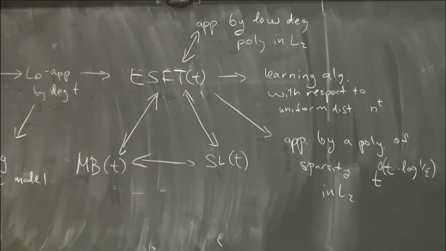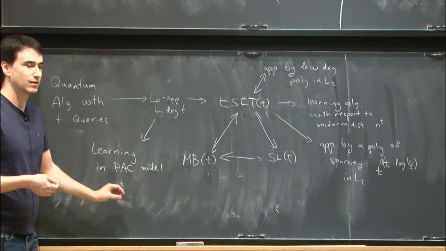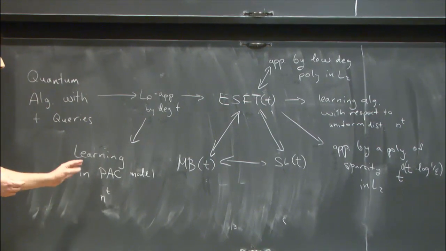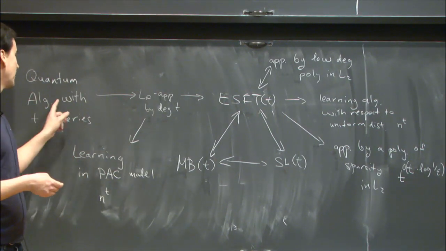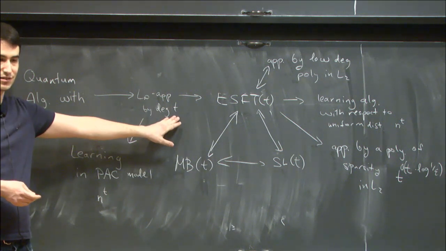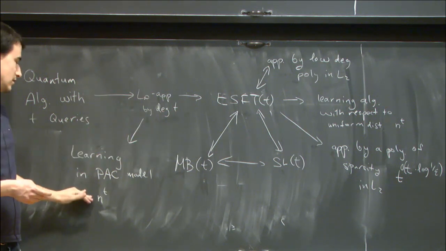Yes. It's hard for me to believe you can learn anything under an arbitrary distribution. Not okay. First of all, it's n to the t, so maybe it's exponential. Well, so I have to return n to the t different. So it's not anything. I'm saying that if you have an L infinity approximation of a Boolean function by degree t, then you can learn this Boolean function without knowing it in time n to the t.